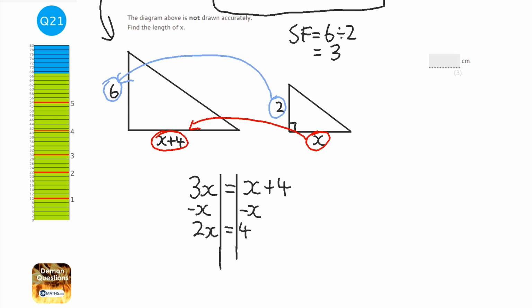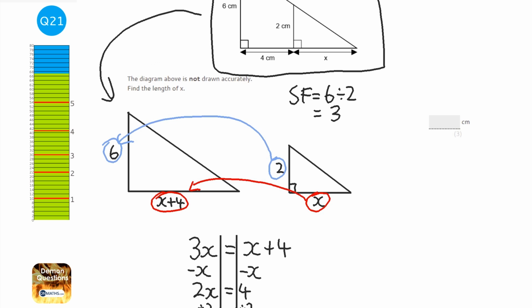Let's extend the lines a little bit. And I'm going to divide by 2 both sides to get x on its own. So x equals 2. Now let's see if that works. If x was 2, this length here would be 2, and this length here would be 6. And we know that 2 times 3 is 6. So we know it's the right answer. So the length of x is 2.